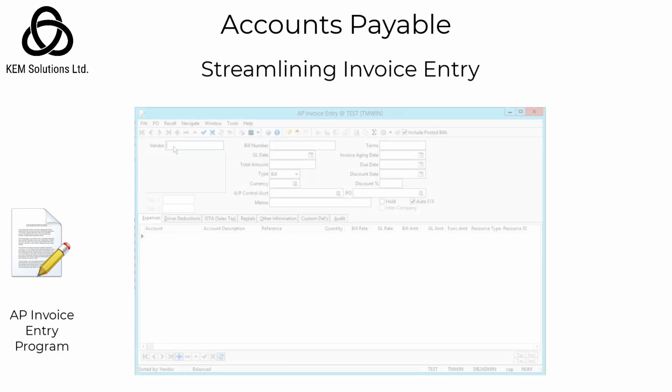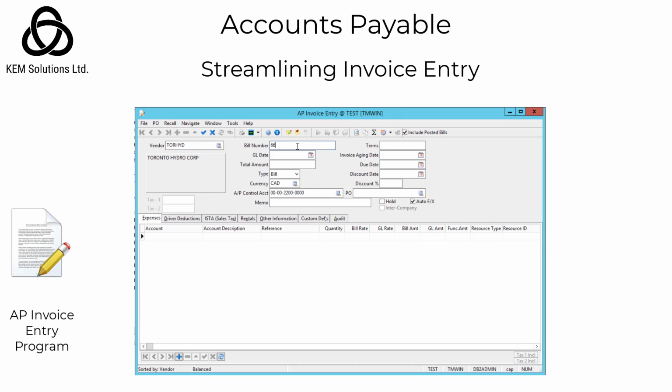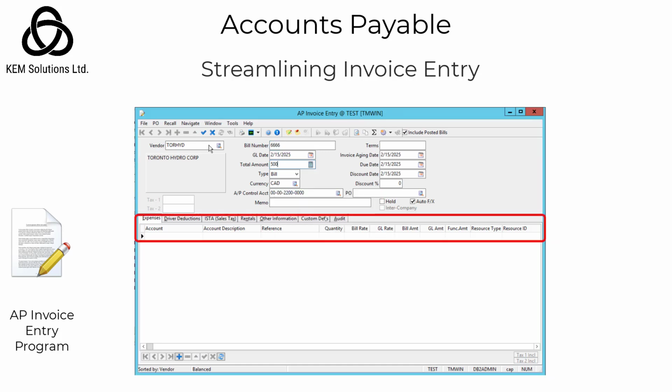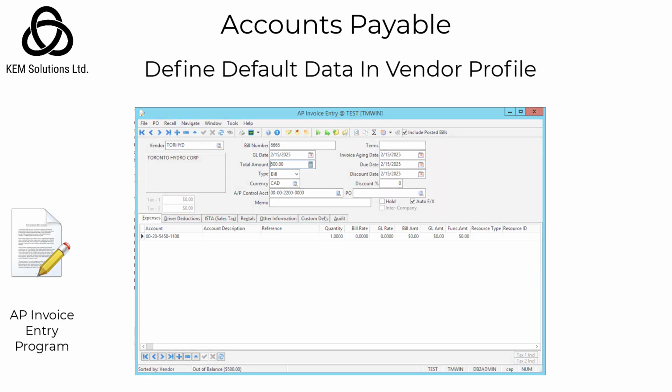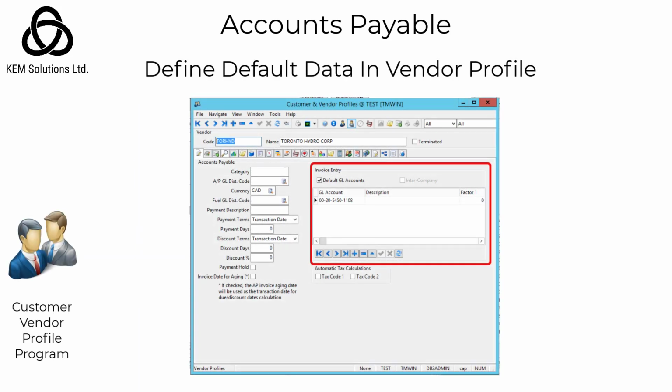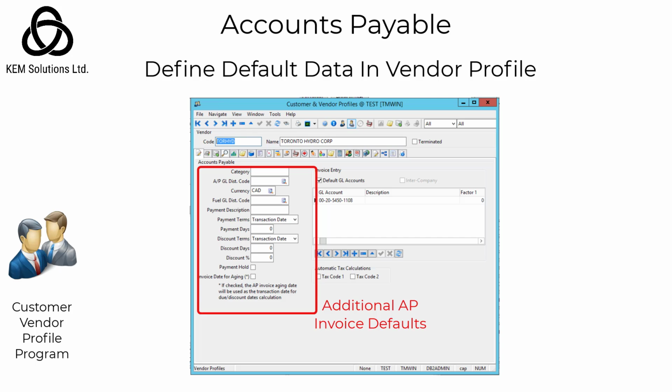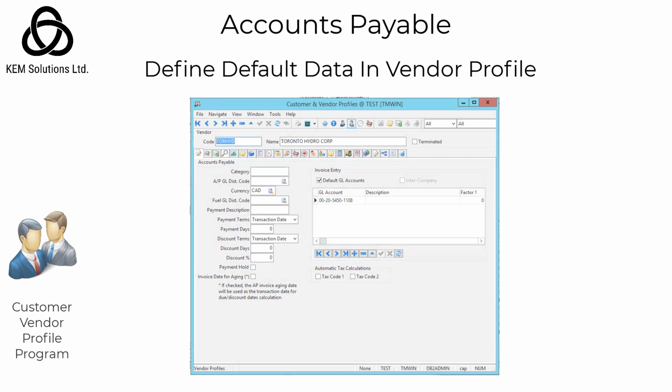Streamlining repetitive transactions. For vendors that always post to the same accounts, like utility companies or regular suppliers, you can define default accounts in the vendor profile. Simply log into the vendor profile, click on the AP tab, and set up default accounts for that vendor. This is optional, but it can save time for repeatable transactions.